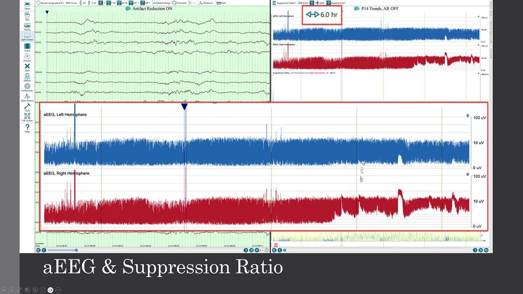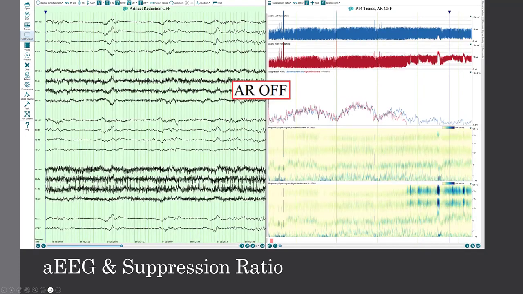So what we see in the trend for the amplitude integrated EEG, which has a shorter epoch length than the suppression ratio, is this. Again, the suppression ratio is averaging 1 minute. This is moving second to second. So the AEG for the right hemisphere thins out as opposed to the left, saying that it appears as though the EEG in the right is becoming more continuous. Let's find out a little bit more about what's happening.